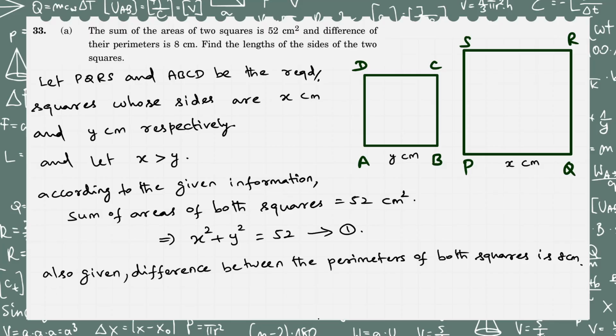So given the difference between the perimeters of both the squares is 8 centimeter. And what about the perimeter of a square? It is sum of all the sides, right? It will be 4x for the first square, bigger one, and 4y for the smaller one, right? Of course, the bigger one's perimeter is bigger. So 4x minus 4y will be equal to 8. Correct? And if we divide by 4 throughout, we get x minus y equal to 2. Let us call this equation 2.